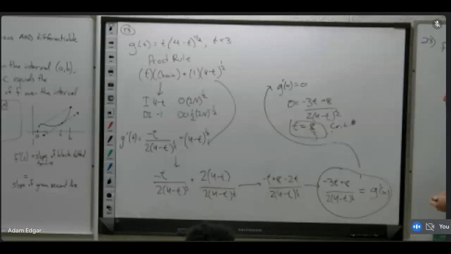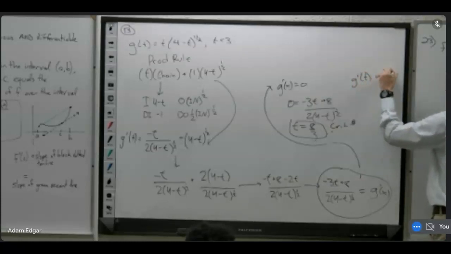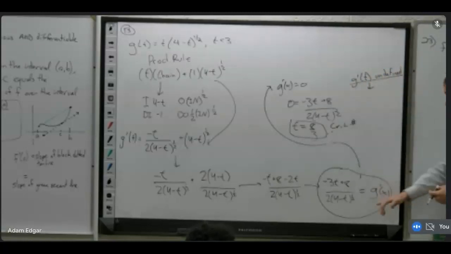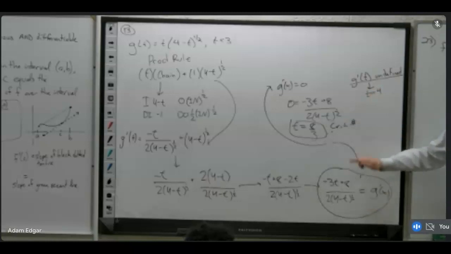What would be another critical number for when the derivative is undefined? Is there a value that makes this derivative be undefined? 4. Why does 4 make this be undefined? Because it causes something divided by 0.